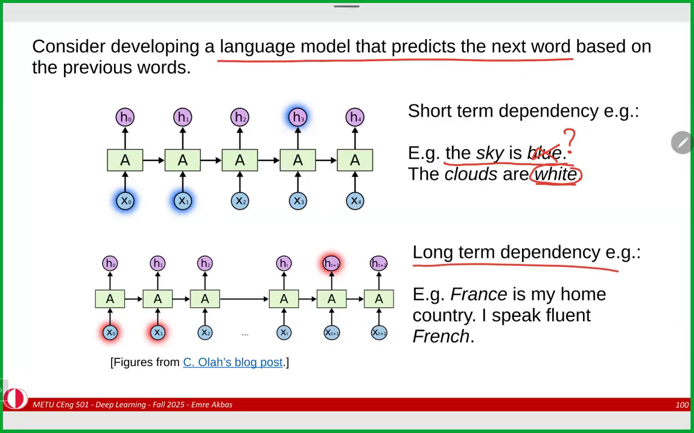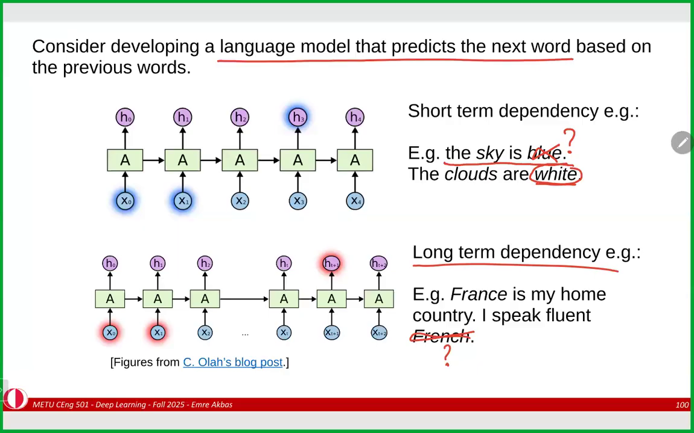Let me give you a long-term dependency example. France is my home country. I speak fluent French. In this two-sentence input, if I wanted to predict this word based on the previous words, now this is a long-term dependency. Because the answer will probably depend on the word France, but it is now far away from the output, right? The distance between the influencing word and the answer now has a big distance.